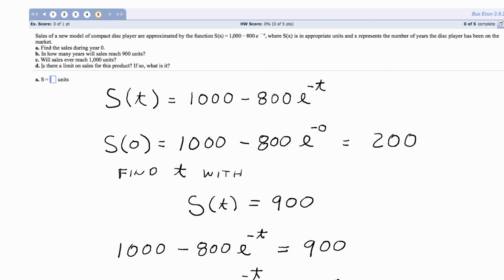Then the next question: is there a limit on sales for this product? If so, what is it? Well, again, looking at the expression for S, you see the limit is 1,000. We can get very close to 1,000, but not 1,000 itself. So 1,000 would be the limit on sales.